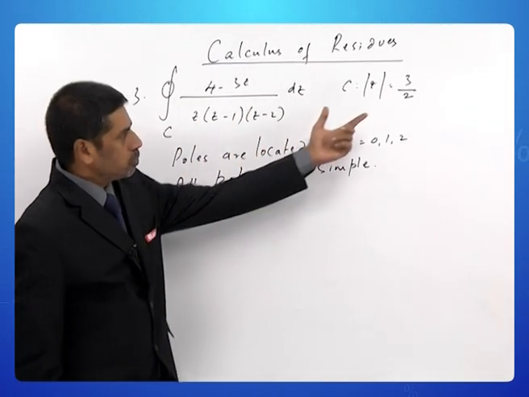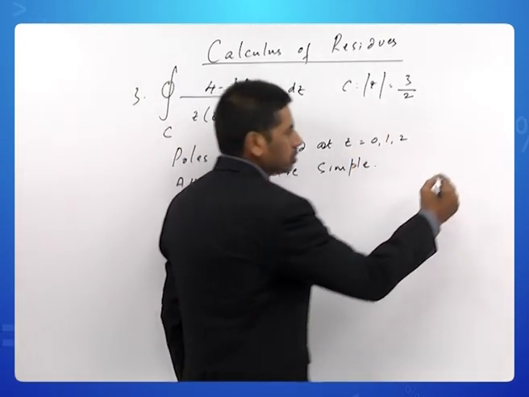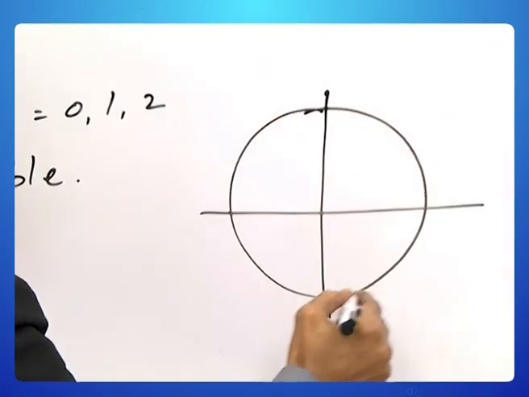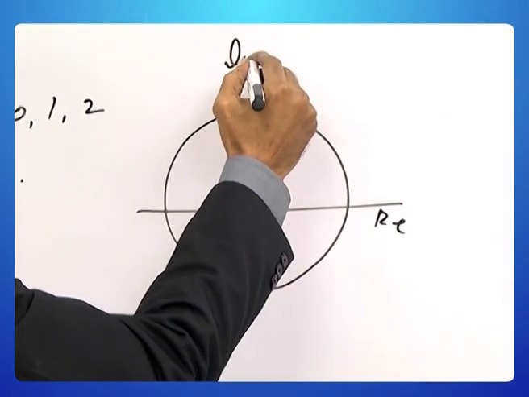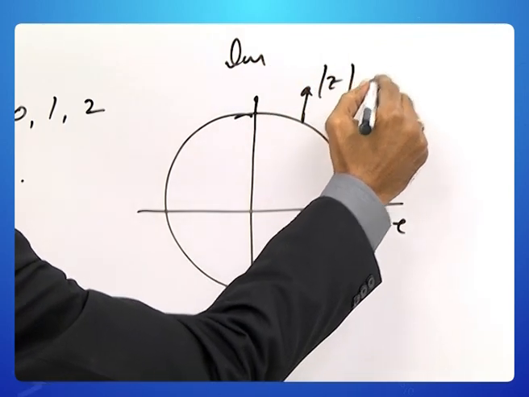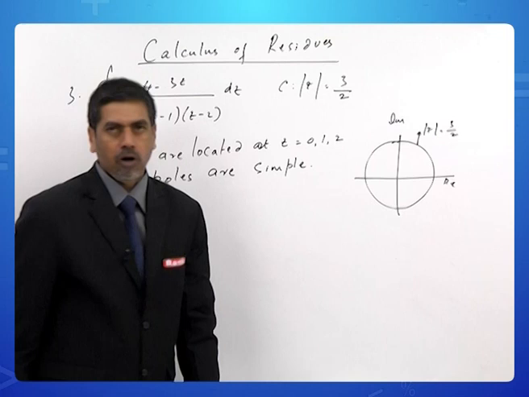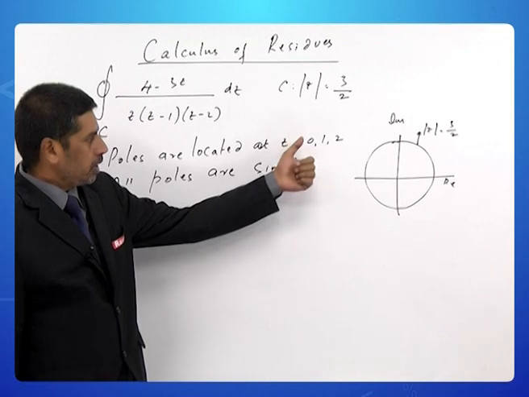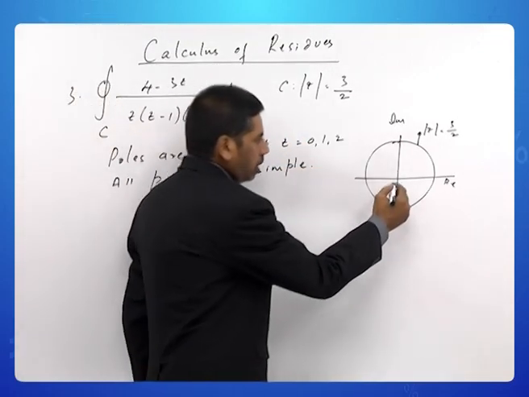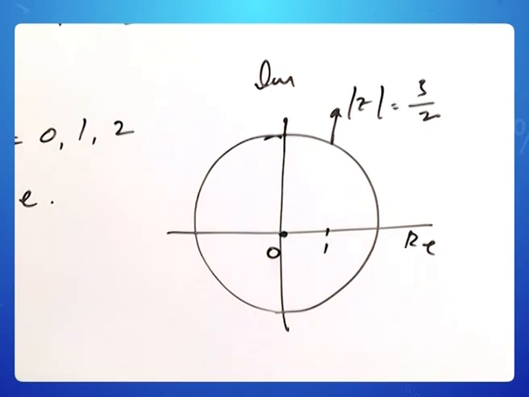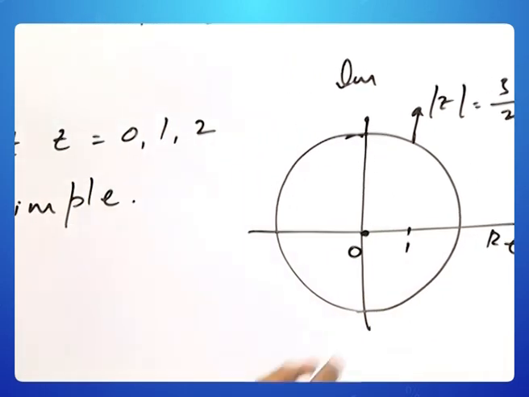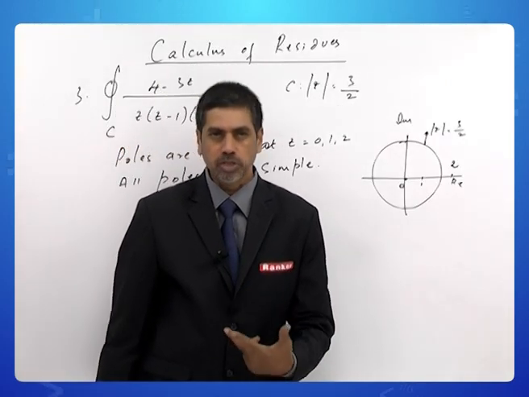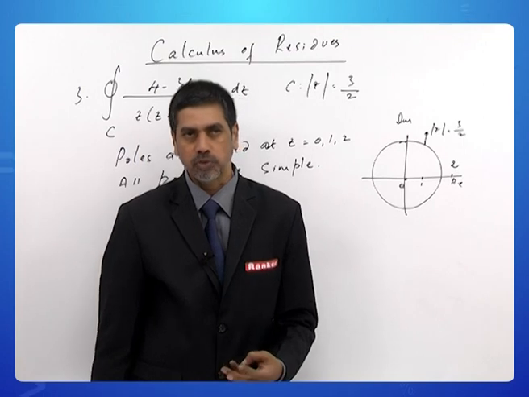Now if you look at the contour given to us, mod z is equal to 3 by 2, it is a circle of radius 3 by 2 with center at the origin. Now the poles z is equal to 1, z is equal to 0 lie within the contour. But if you take z is equal to 2, it goes outside the contour, which means we are interested only in 2 residue calculations, residue at 0 and residue at 1.